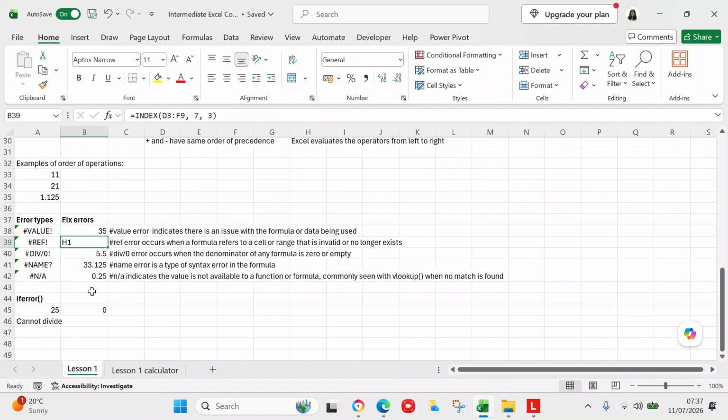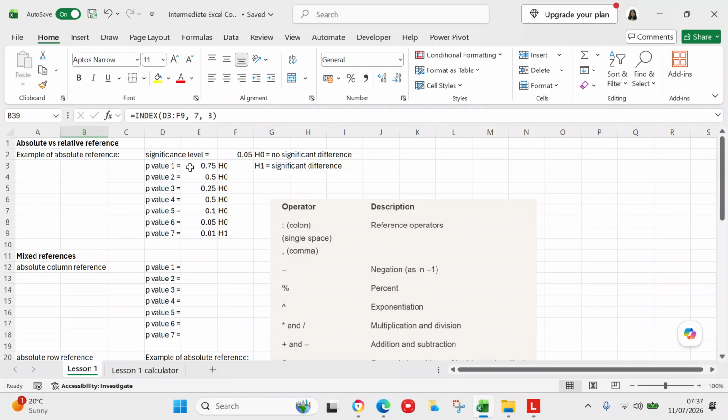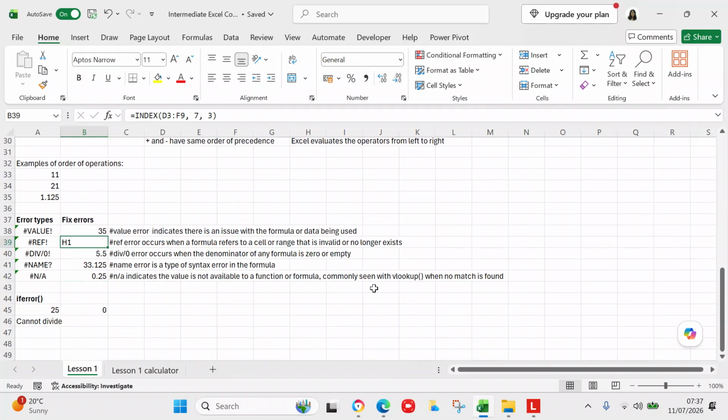And then now what we do is we change it. So index D3 to F9 and then 7 and 3. That's going to give you H1. So you have D3 to F9. You come over here to D3 to F9 here. And then you say 7. It goes all the way down to 7 and 3. So it gives you H1. And so basically what I'm showing you is how to fix that error.